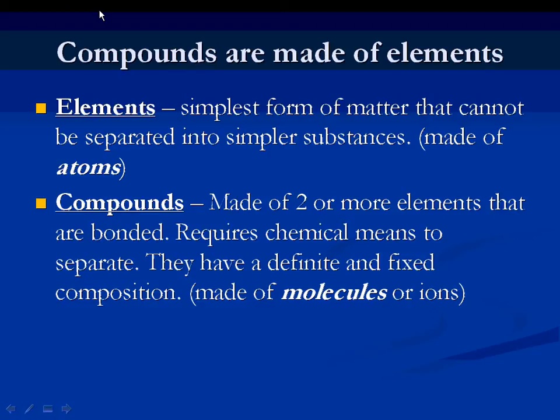So compounds have chemical bonds in them. So you require chemistry to separate them. You have to break the bond. They have a definite and fixed composition. So compounds are actually substances. Compounds are pure substances. So water is a compound. It contains hydrogen and oxygen with bonds. And water is a pure substance. All right. Compounds can be made of molecules, ions, other kinds of items.